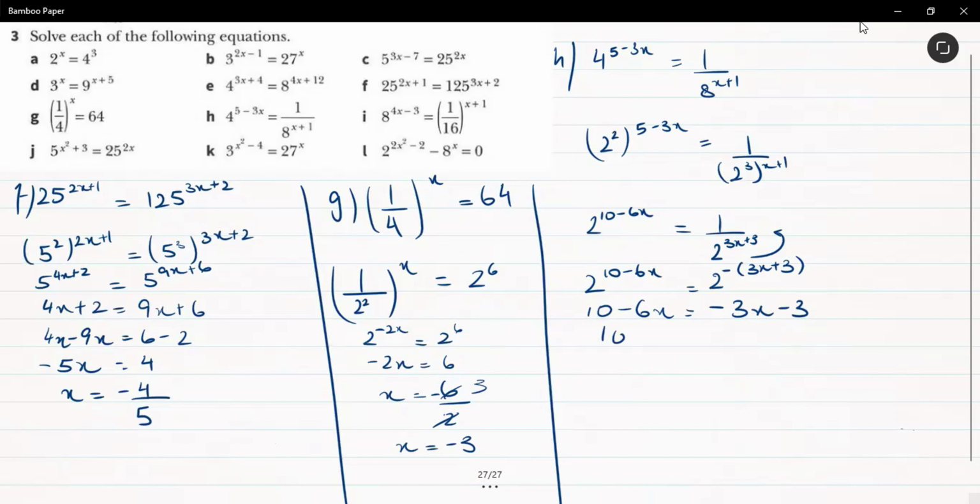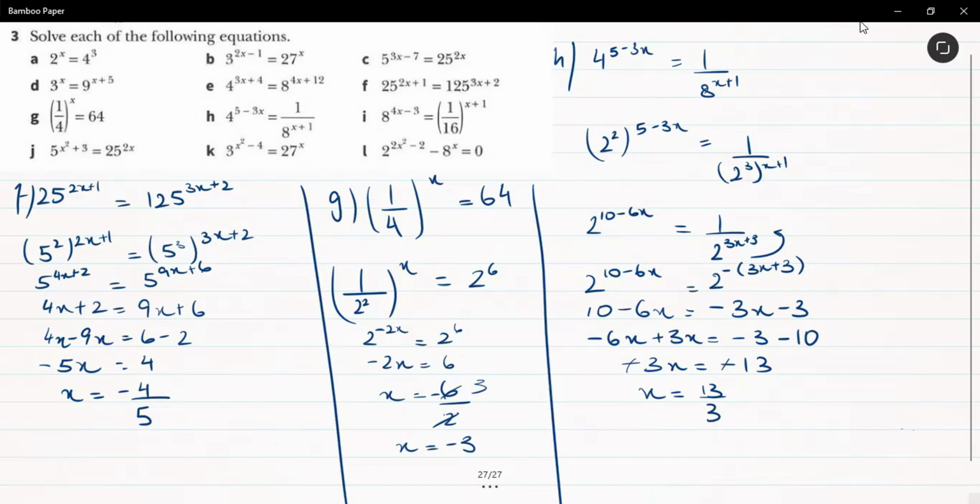10 minus 6x, in fact, let me simplify this. Negative 6x plus 3x is equal to negative 3 minus 10. Okay, let me recheck: negative 6 plus 3, and negative 3 minus 10. So negative 3x is equal to negative 13, and yeah, I'm right. x is equal to 13 divided by 3. And that's our answer for part H.